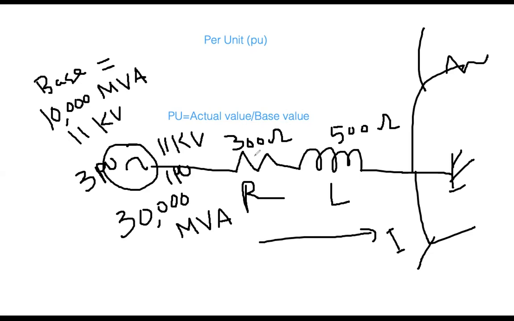Similarly, for these things you have to consider the base. For example, your resistance base is 300 ohm, so 300 by 300 is just 1. And let's say its base is 500, so 1. So now you see the numbers: it is 3, it is 1, it is 1, it is 1. Now it is much easier to calculate even a much bigger network than with these actual big numbers.